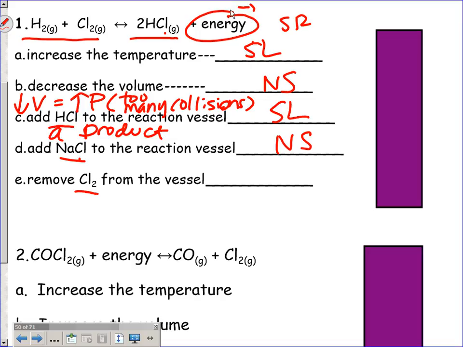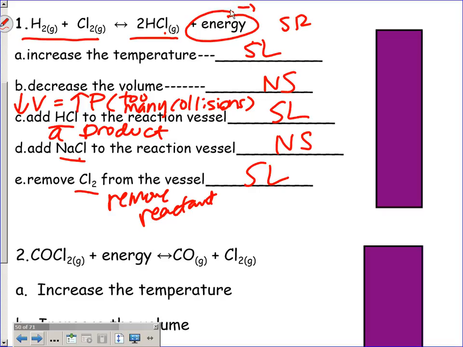Removing Cl. Chlorine gas is a what? It's a reactant. So you're removing a reactant. So what's our stress? Well, our stress is I have too few reactants. I want to make more, so if I have too few reactants, my job is to make more reactants. How do I make more reactants? Shifting left by going towards the reactants to make more of them.